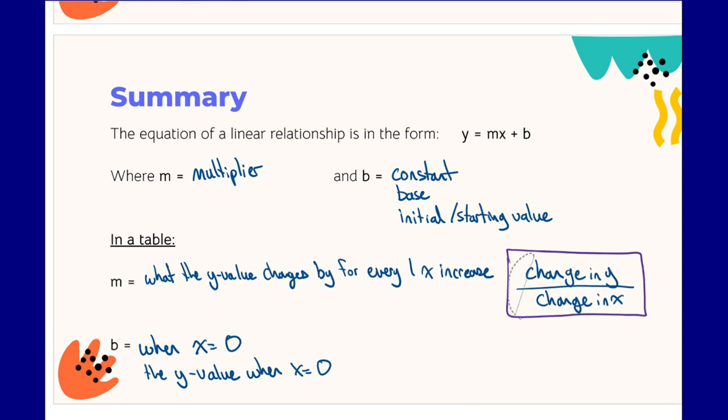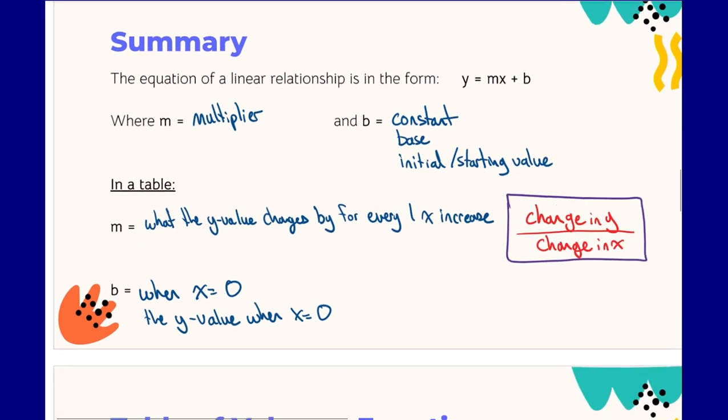And I'm actually just going to highlight that all and make it red because we tend to represent it mostly in red when we go through our examples. So the change in y divided by the change in x, that tells us what the y value changes by for every one x increase, or it tells us the multiplier.